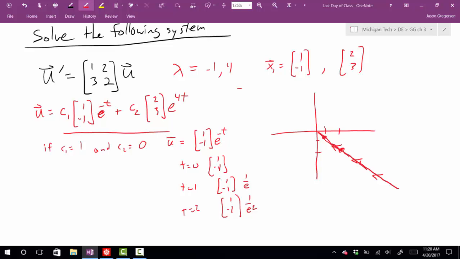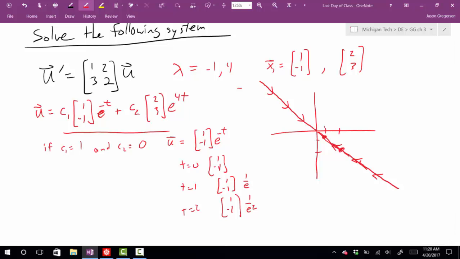Let's look at another specific curve. And this one I'm going to do real quick. If C2 was still equal to 0, but C1 was equal to negative 1, if I multiply a vector by negative, all I'm doing is flipping it, right? So all I'm going to do is get this curve on the other side of the origin, and that one will also be walking towards the origin. Okay.